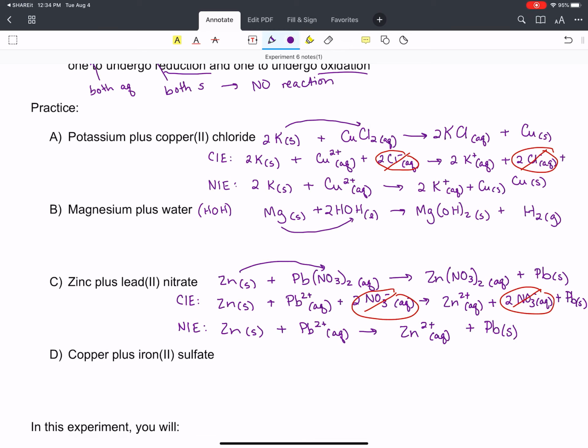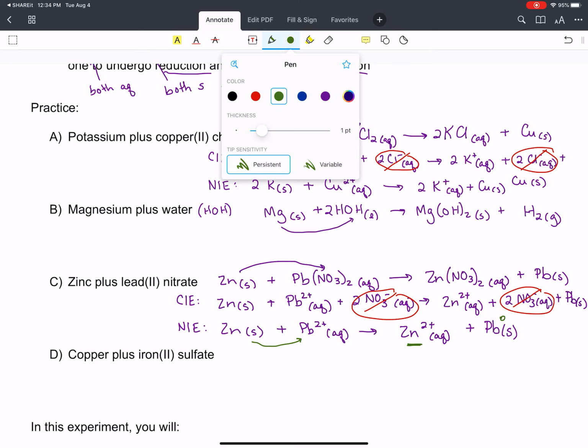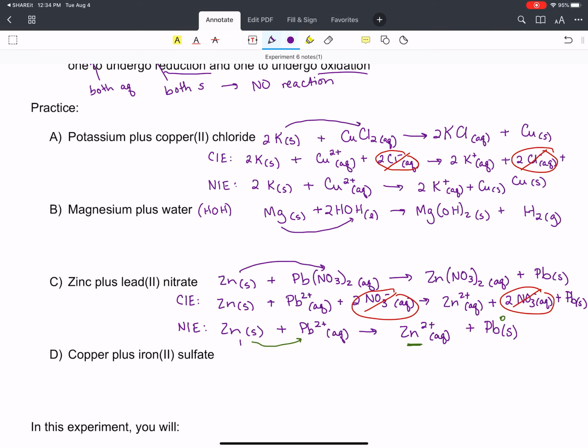Notice what's happening is that zinc is giving its electrons to lead, so zinc loses 2 electrons to make the 2+ ion. Lead gains 2 electrons to become neutral. What you would visualize here is the zinc dissolving into solution, and the lead precipitating out. The zinc dissolving means the solution is going to be clear and colorless.